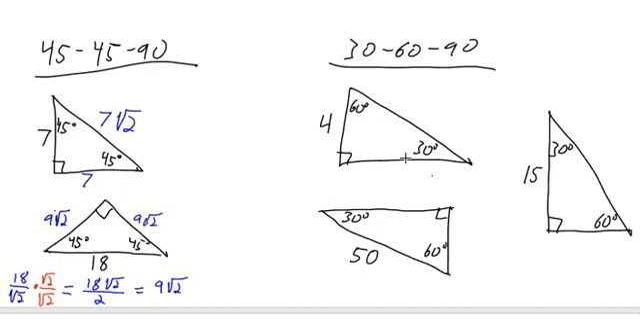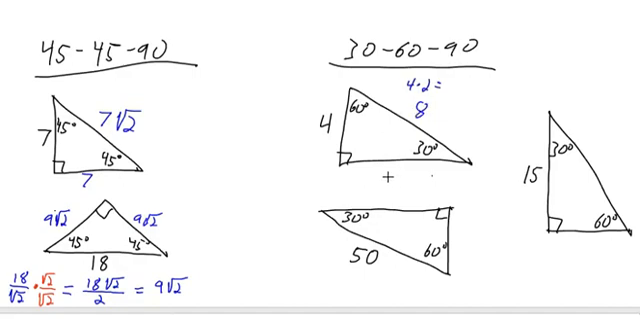Right, on the 30, 60, 90 over here, if we have a short leg is 4. Well, let's do the easy one first. The hypotenuse across from the right angle is 2 times that. So that'd be 4 times 2, which is 8. All right, show my work here. 4 times 2 equals 8.